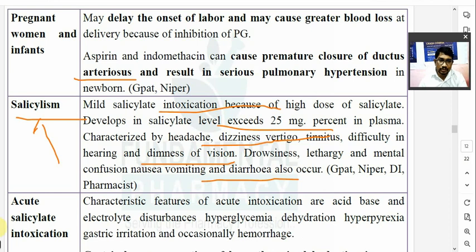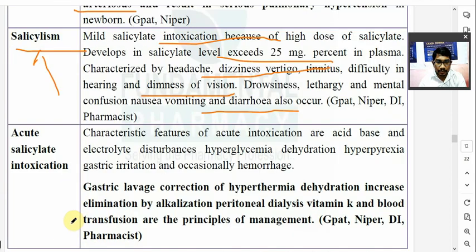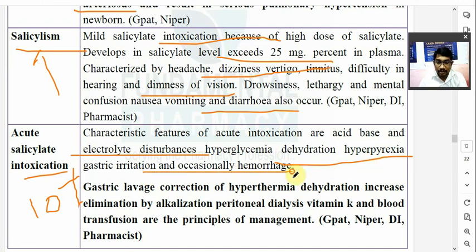Chronic dose or higher dose of salicylate leads to poisoning. Okay. So acute salicylate intoxication. ज़्यादा डोज हो गए तो टॉक्सिक हो जाएगा. Okay. Remember, 10 to 15 gram of salicylate, 10 to 15 gram of aspirin is toxic in nature. So characteristic features include acid base and electrolyte disturbances, hyperglycemia, dehydration, hyperpyrexia, blood temperature बढ़ जाएगा, gastric irritation, occasionally hemorrhage in the GIT.